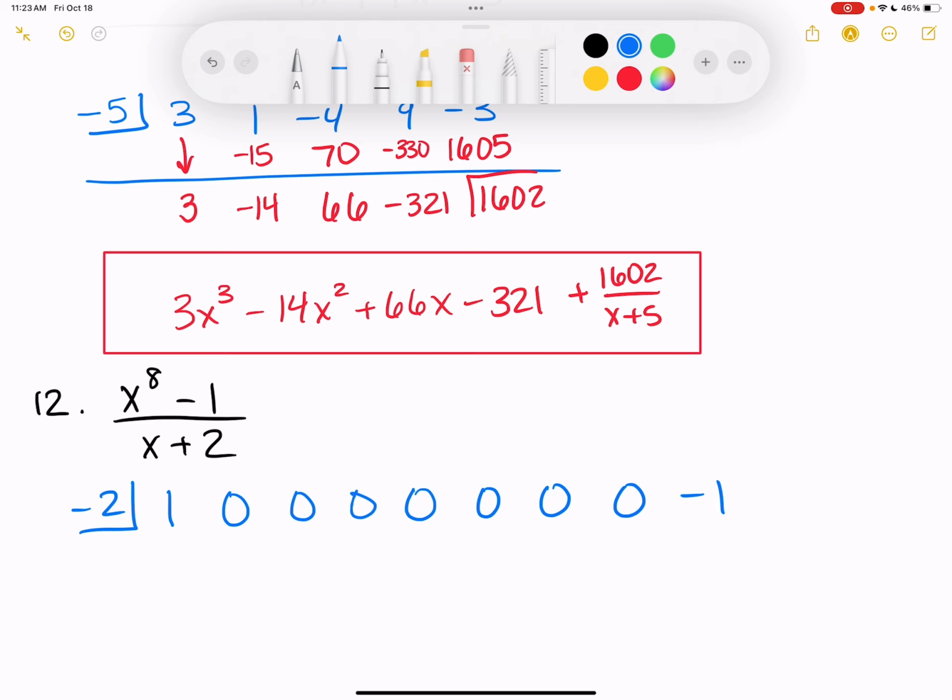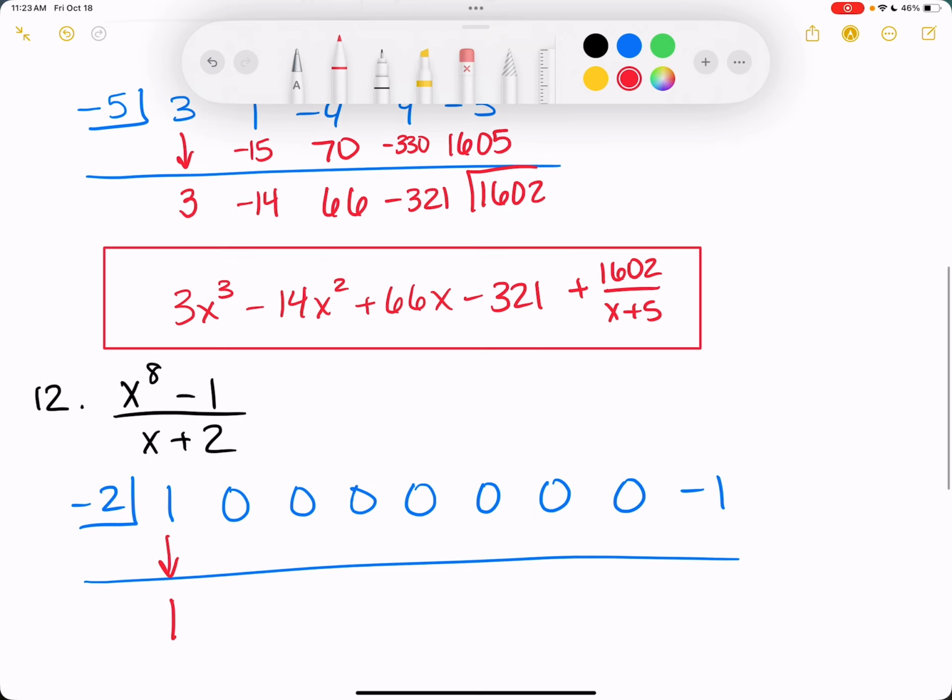So I set it that way so you can make sure you put a 0 everywhere that there's a missing one. So in total you should have 7 zeros in there. It's really annoying when you think you have them all and then you realize you missed one. So that's why I say it out that way. So bring down the 1. 1 times negative 2 is negative 2. Negative 2 times negative 2 is 4. 4 times negative 2 is negative 8. Times negative 2 is 16. Times negative 2 is negative 32.